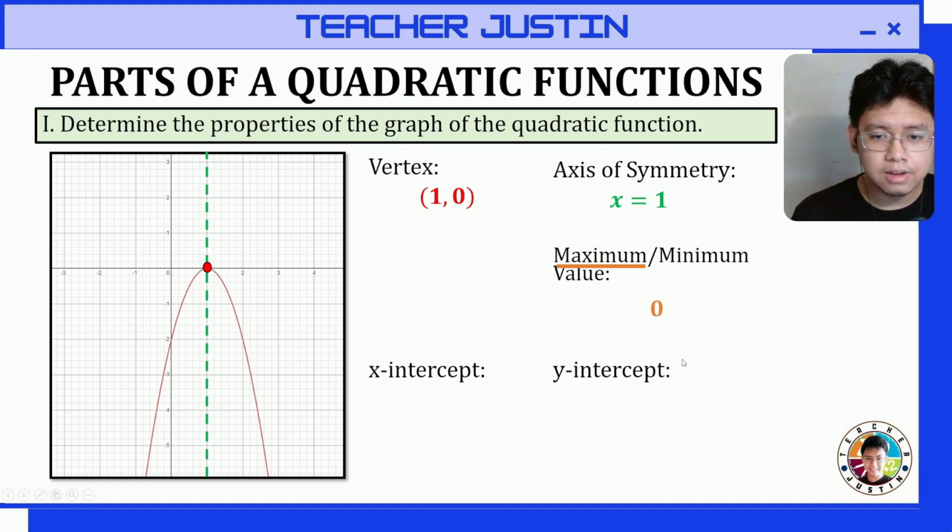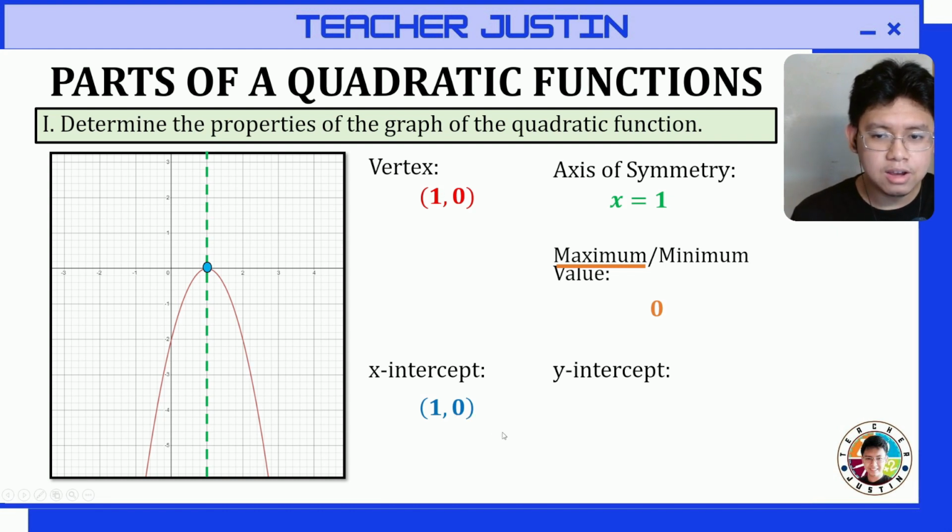Now, punta naman tayo kay x-intercept. Si x-intercept is part of the parabola that passes through our x-axis. So, ito yung x-axis natin. Yung x-intercept natin is located here. Okay, so take note, pareho yung ating vertex at yung ating x-intercept, kasi pareho silang nasa x-axis. So, we have 1, 0 as our x-intercept.